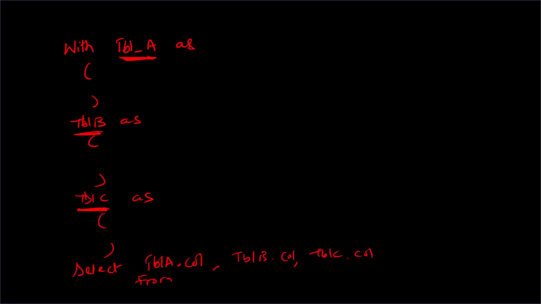You can do a join between these tables and get the desired output. This is not possible using a subquery. So here you are creating multiple temporary tables, and then in the final query you are using all the temporary outputs and doing the necessary join to get the desired result. So this is where your common table expression differs from subquery.